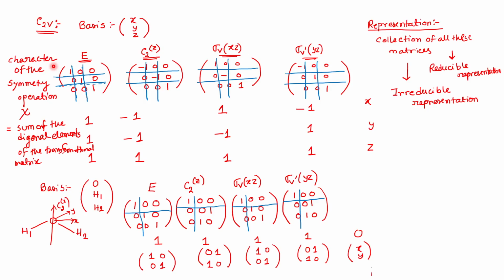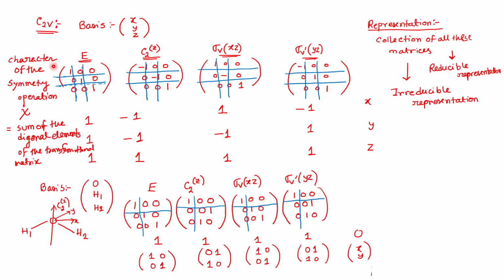Because you can see 9 by 9, so maybe 9 irreducible representations, but that is not true for C2V, right? Because we know for C2V it has four classes. Four. You have already known the great orthogonality theorem.